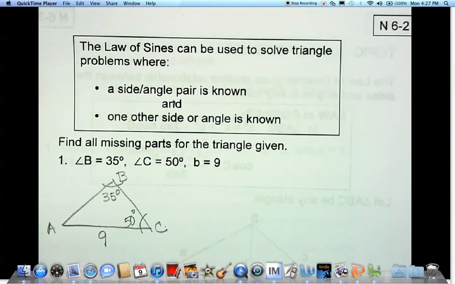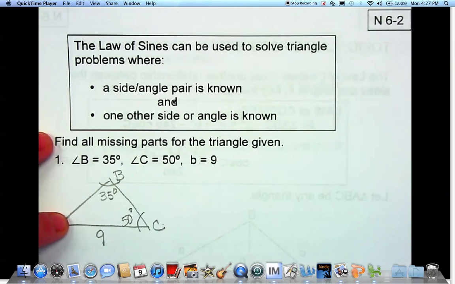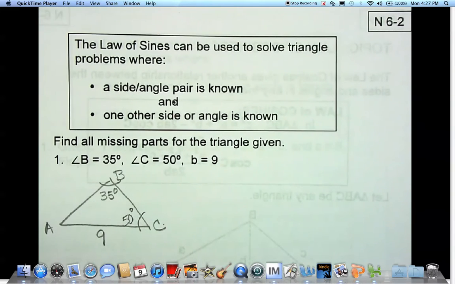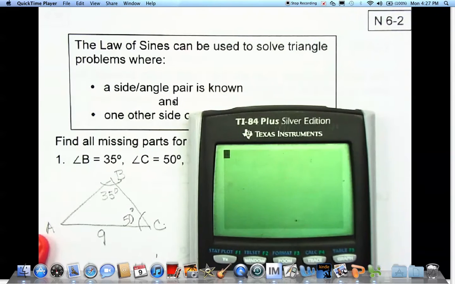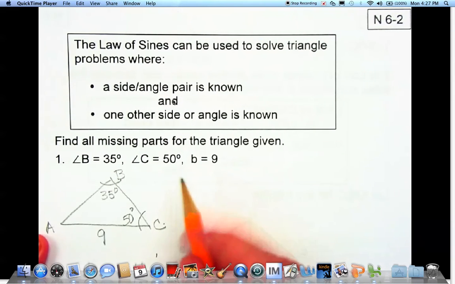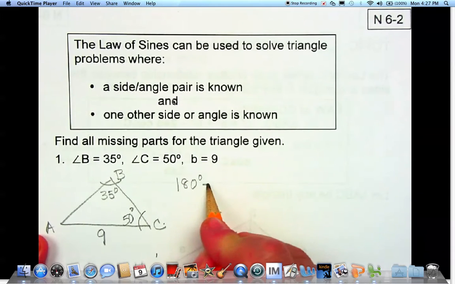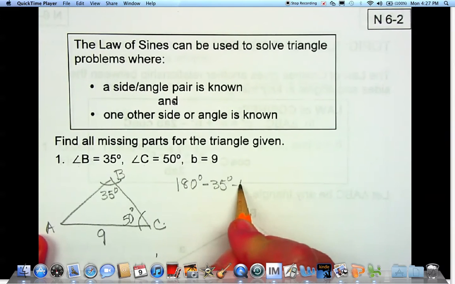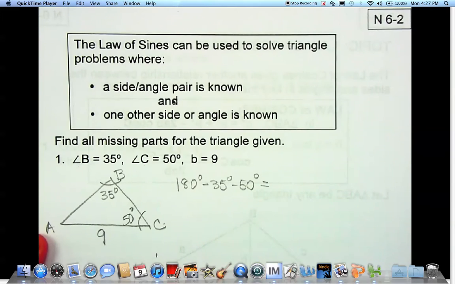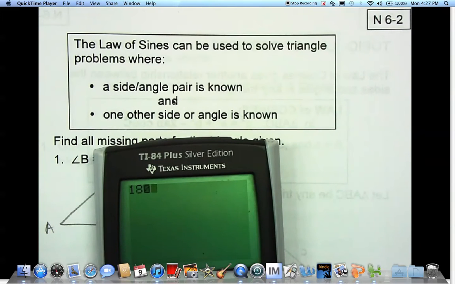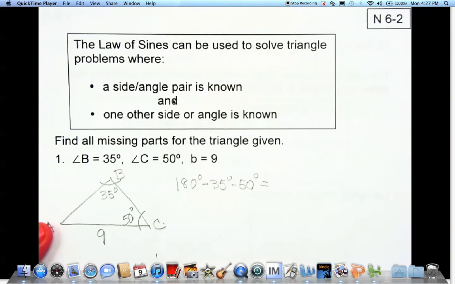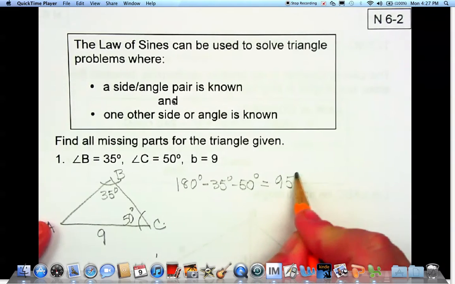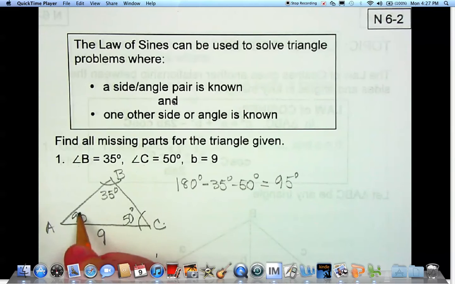We can find the angle for A just because we know that the angles in a triangle add up to 180. So we're going to have 180 degrees minus 35 degrees minus 50 degrees. So 180 minus 35 minus 50 gives us 95 degrees. So we know angle A is 95 degrees.